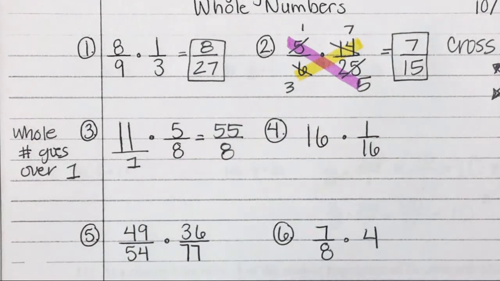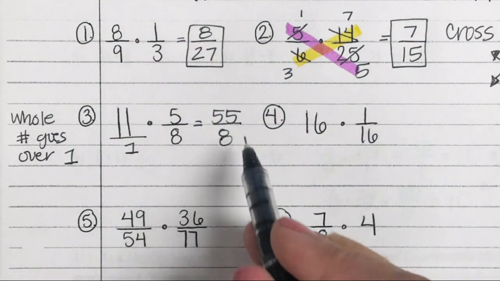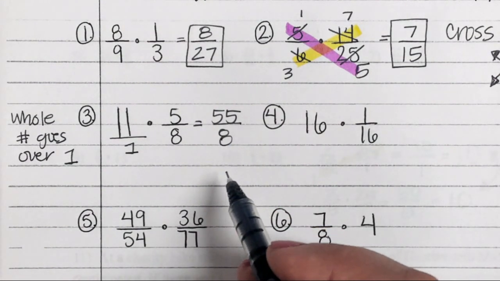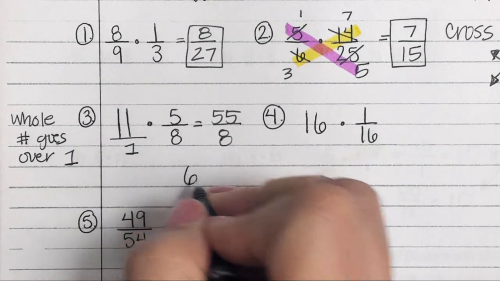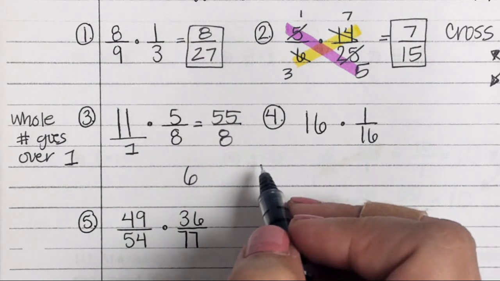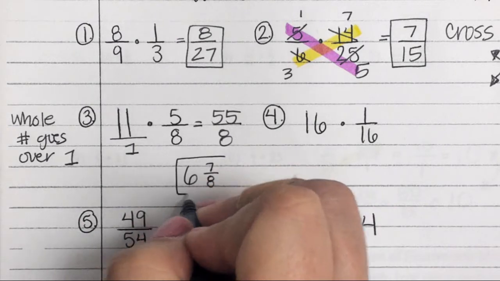Alright, so I have an improper fraction now. I can divide, absolutely, to change it to a mixed number. So how many times will 8 go into 55? 6 times. And that would be 48 and would give us how many left over? 7 over 8. So that would be your final answer.